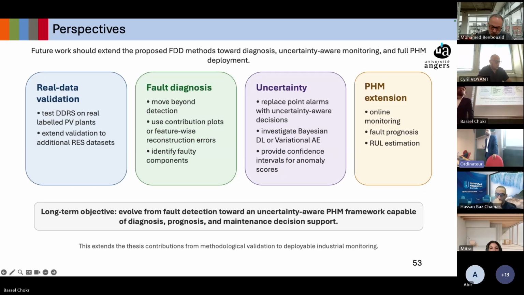And then for uncertainty, for the autoencoder, there is an option where we can use Bayesian deep learning, such as variational autoencoder, where we can take into consideration uncertainty with each prediction, opening this door for having a more realistic estimation at each point. And then the PHM extension with fault prognosis and RUL estimation.